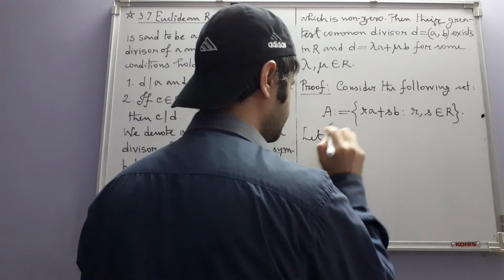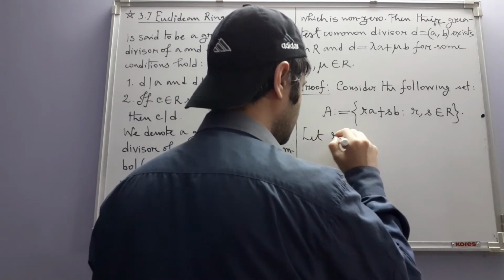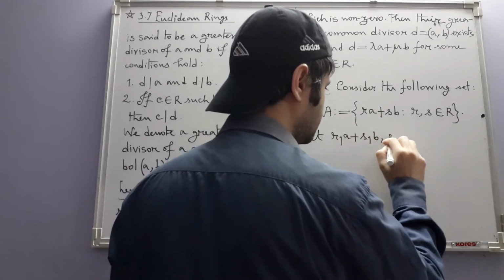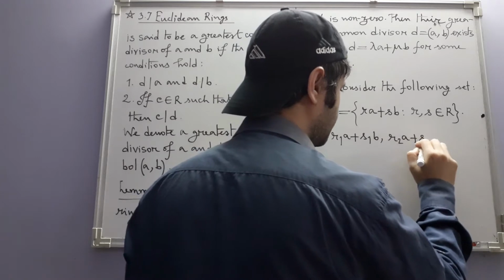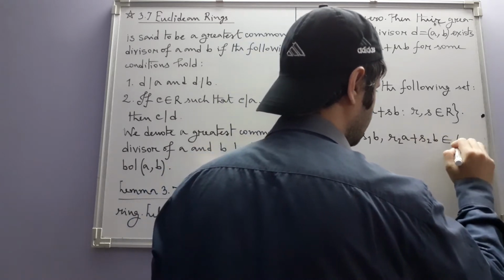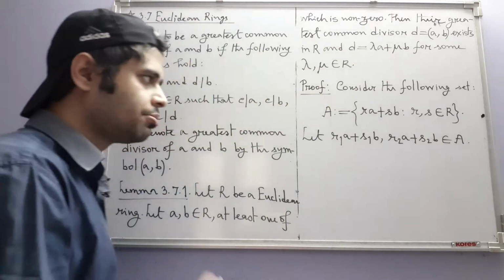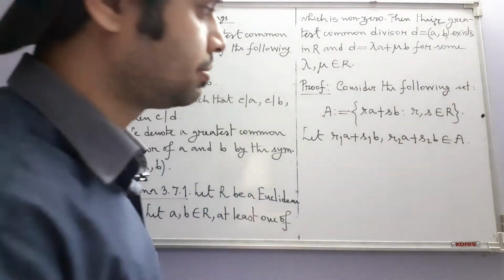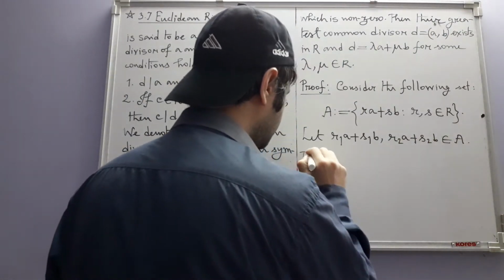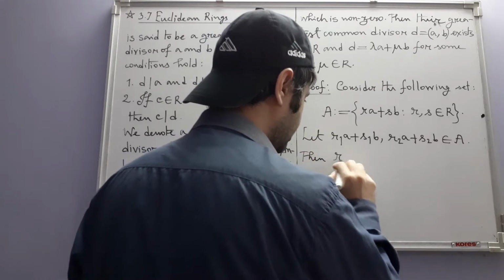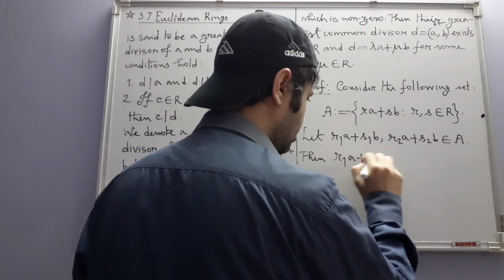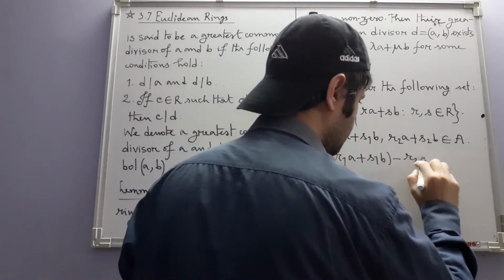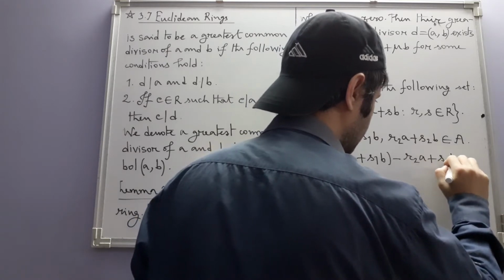Let R1A plus S1B and R2A plus S2B belong to A. This automatically means that R1, S1, R2, S2 are elements in R. Then we calculate their difference: R1A plus S1B minus R2A plus S2B.